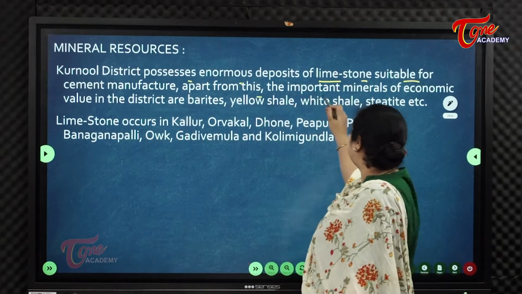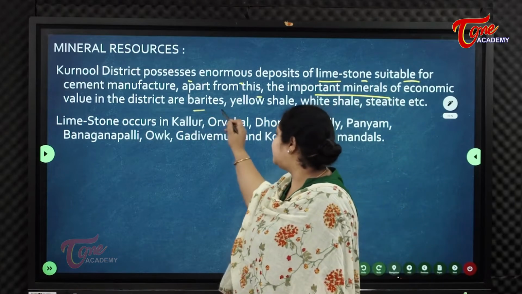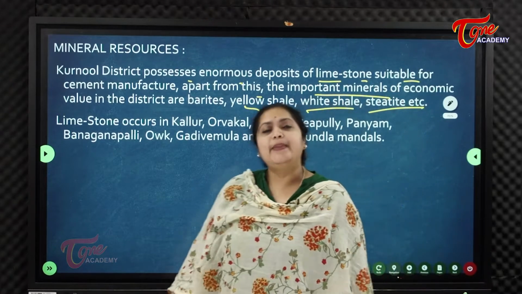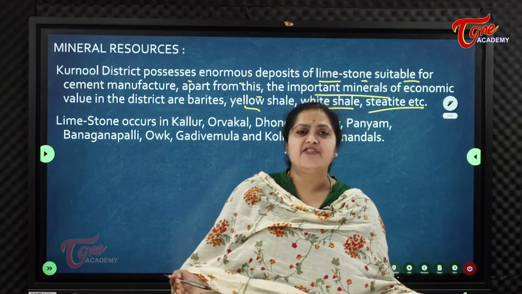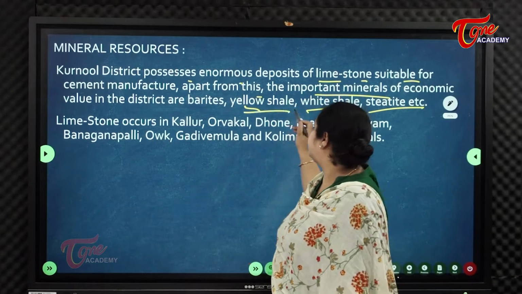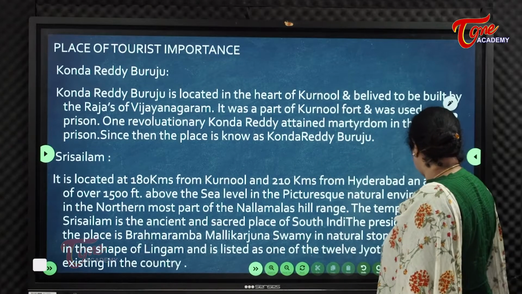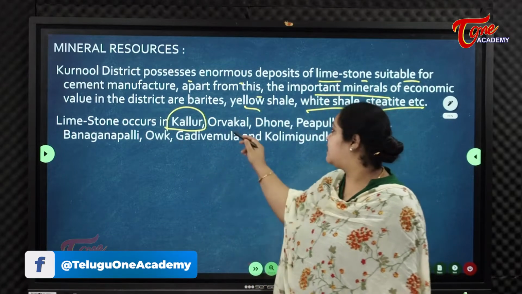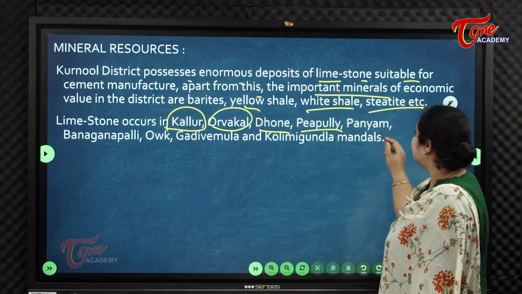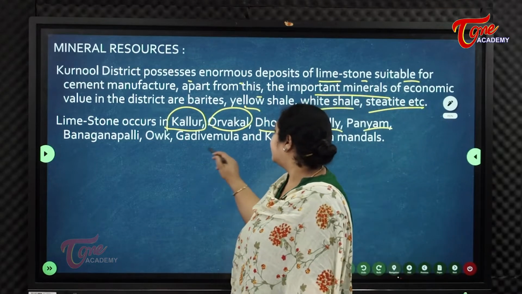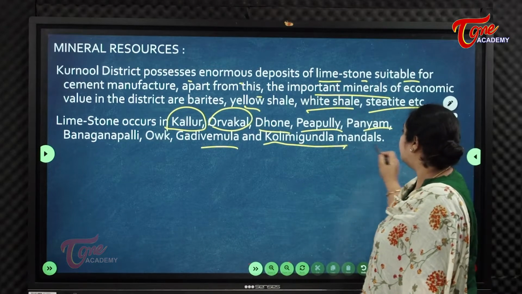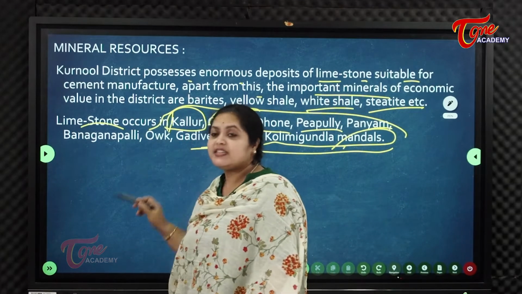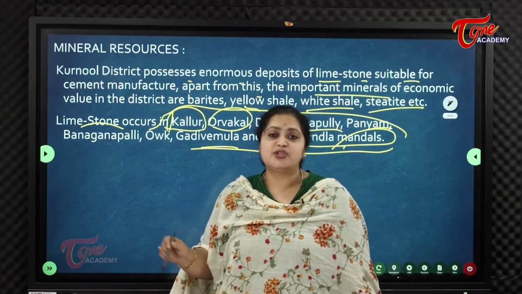Apart from this, the important minerals of economic value in the district are barytes, yellow shale, white shale, steatite, etc. Limestone is the major resource. Limestone occurs in the parts of Kallur, Orvakal, Dhone, Pipalli, Panyam, Banganapalle, Owk, Gadivemula and Kolimigundla mandals. In all these regions, we will see limestone resources or limestone ores.